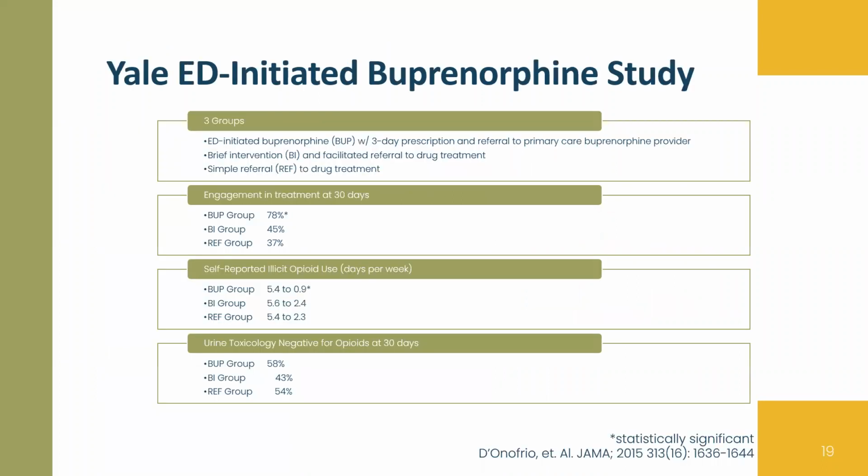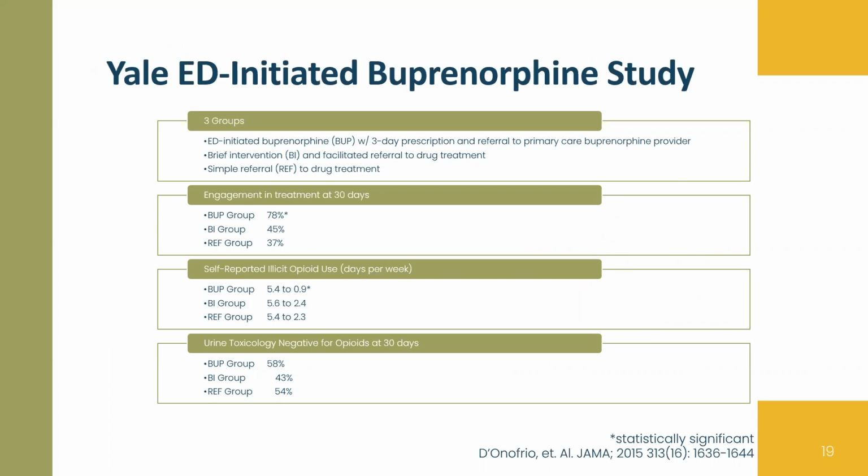You may be familiar with the D'Onofrio study out of Yale, where they similarly, out of an emergency department, had 3 study groups. One was initiated with buprenorphine in a 3-day prescription with a referral to a primary care provider with continued maintenance and therapy. One group received a brief intervention and then got a referral to treatment with no medication, and the third group received a simple referral to treatment.